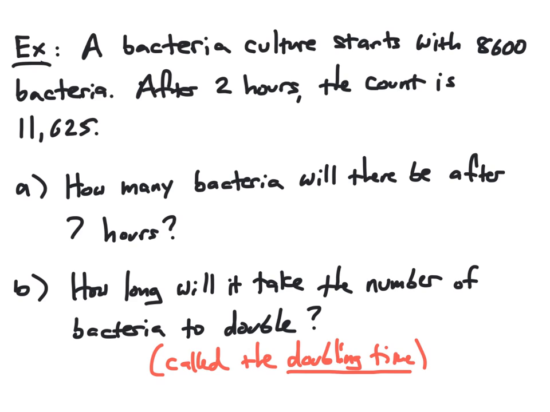So the doubling time is simply the amount of time it takes for any population size to double. We'll solve this example very similarly to the previous one by building an exponential model that models the number of bacteria in the culture at time t, and then using that model to answer our two problems. So again, our goal is going to be to build an exponential model using our standard exponential form, p of t equals p sub 0 times a to the t.